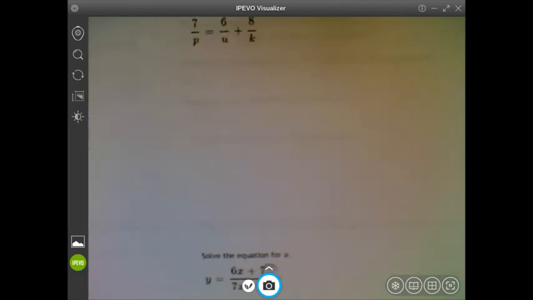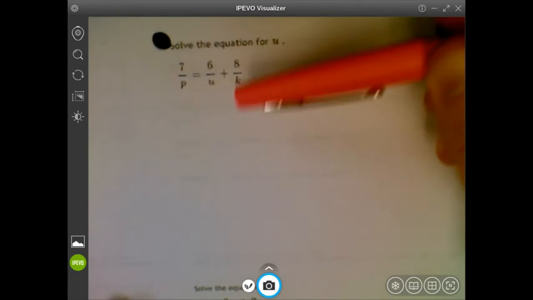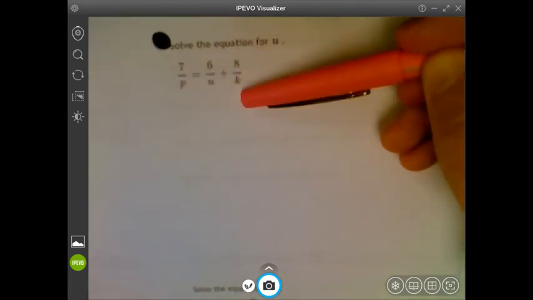All right, we're going to do a couple more like this. They can be kind of tricky, and then we'll have some story problems to solve as well. So solve the equation for U. This one is going to be similar to the ones we were just doing in terms of the fact that we have a fraction, a fraction, and a fraction. And if I get them all with the same denominator, then I can get rid of all the denominators.